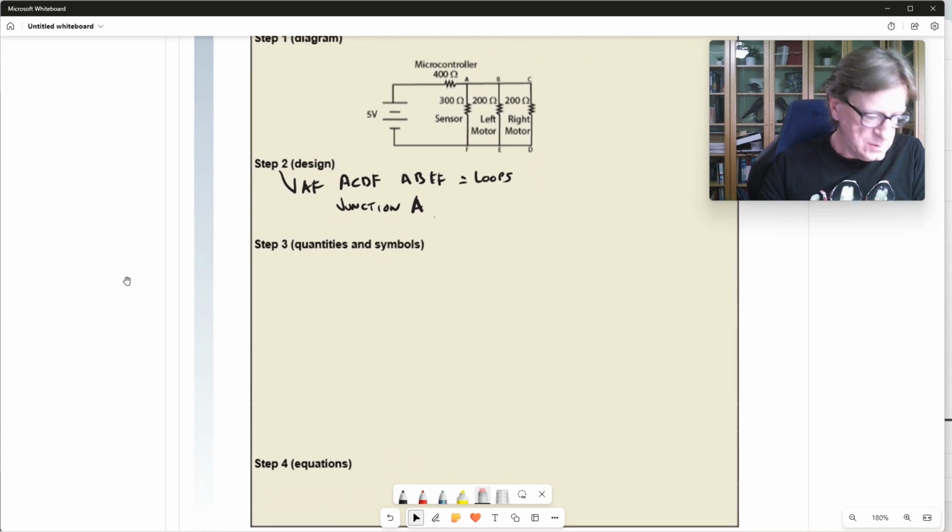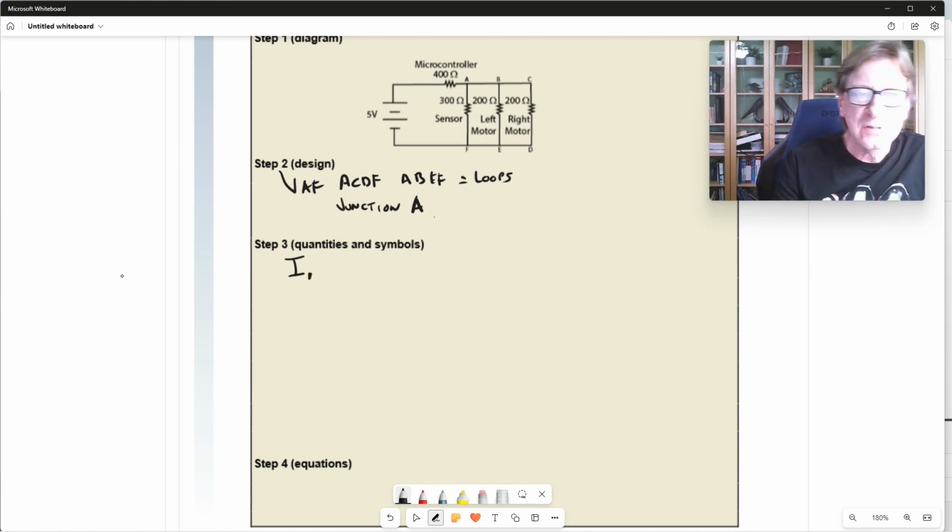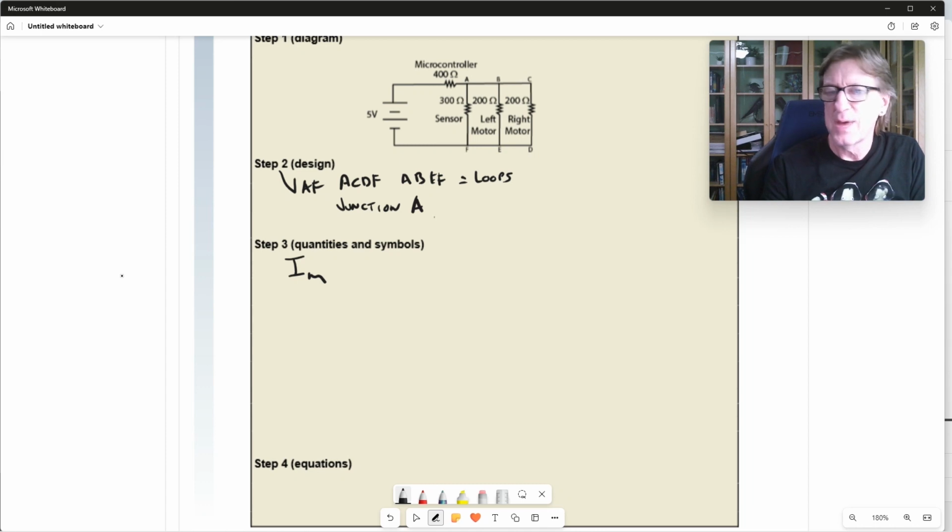All right, let's zoom out a little bit here. Okay, so we need to define our quantities. And let's talk about the current across the microcontroller, right? We'll call that, I think I use the symbol IM, make sure that it matches my notes here. So this is the current across the microcontroller. So that's the current through here, through this point right there.